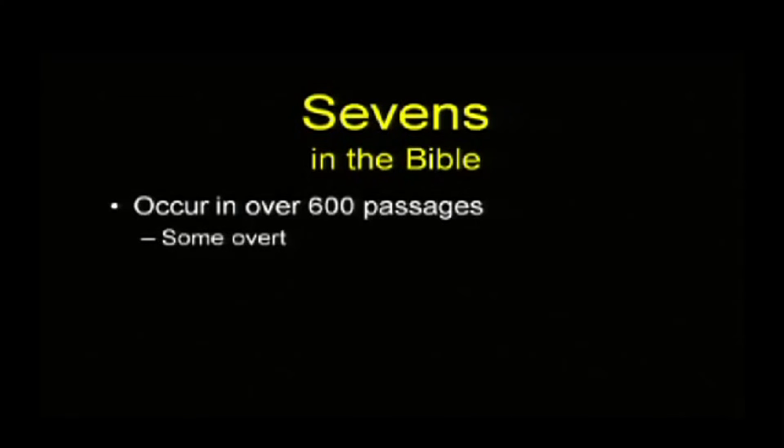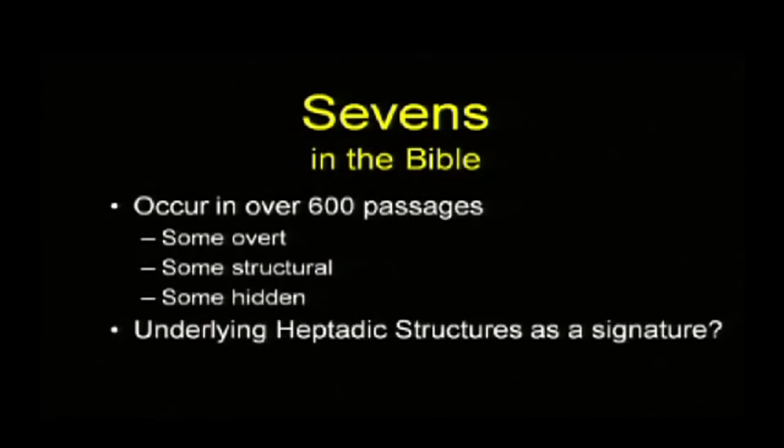I probably should have said 700. Some are very overt. Some are structural. You really have to look, and some of them are even hidden. But the sevens are everywhere. In fact, there's a discovery that I want to touch on called the heptadic structure of the Bible.